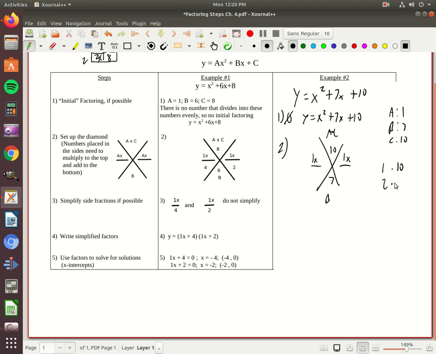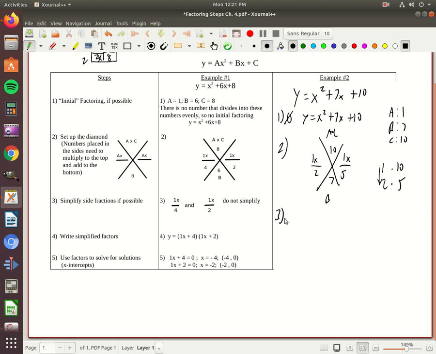How about 2 and 5? You'll notice I like to go in order from the smallest number to the biggest number. So 2 times 5 is 10, and 2 plus 5 is 7. So that works pretty well right there. 2 times 5 is 10, 2 plus 5 is 7. So I think those are my sides.